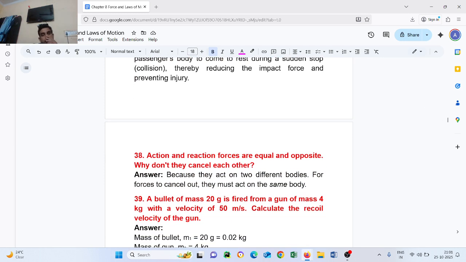Question number 38. Action and reaction forces are equal and opposite. Why don't they cancel each other? Because they act on two different bodies. For forces to cancel out, they must act on the same body.